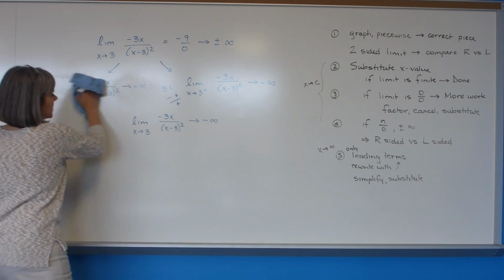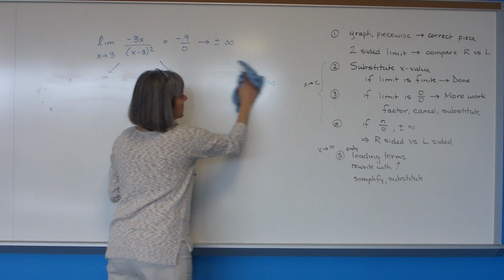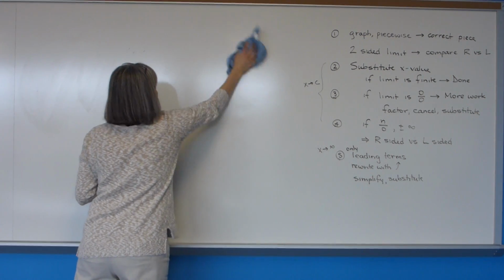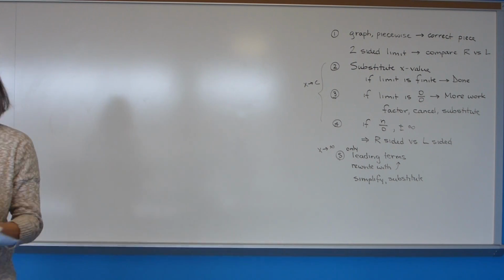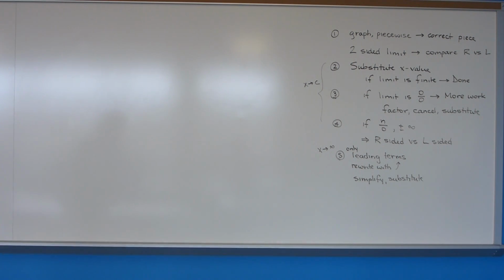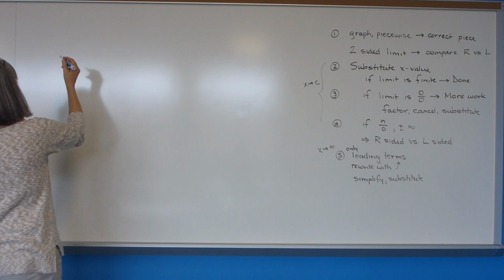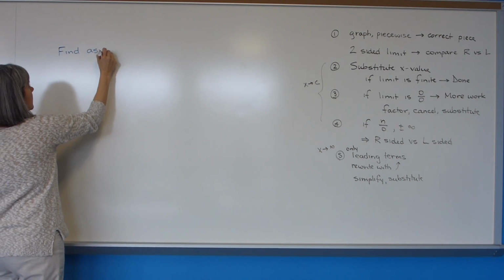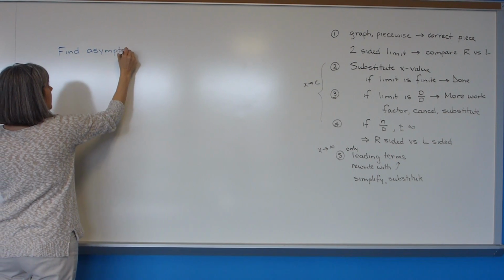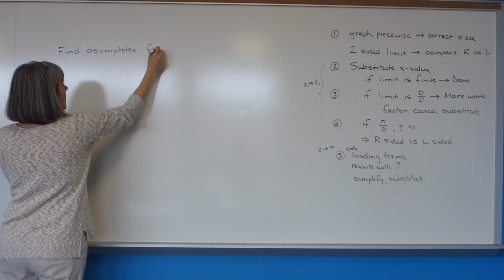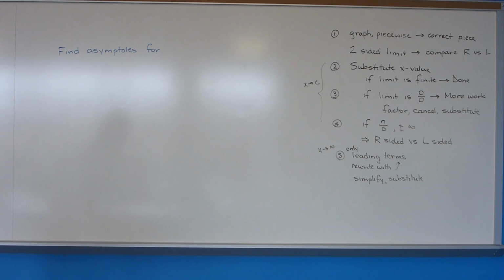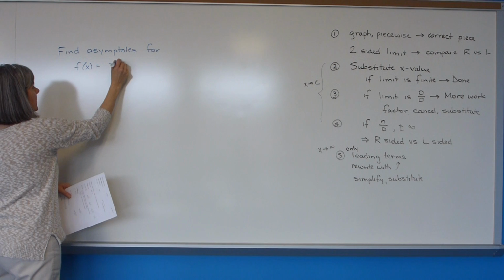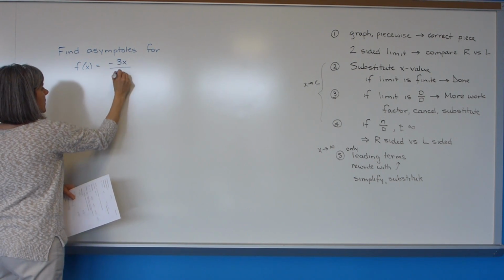Okay, let's do a little bit of asymptote work, and then we'll do a little bit of word problems. Okay, so here's one. Find the asymptotes. And here's our first example. F of x equals minus 3x over x squared plus 1.